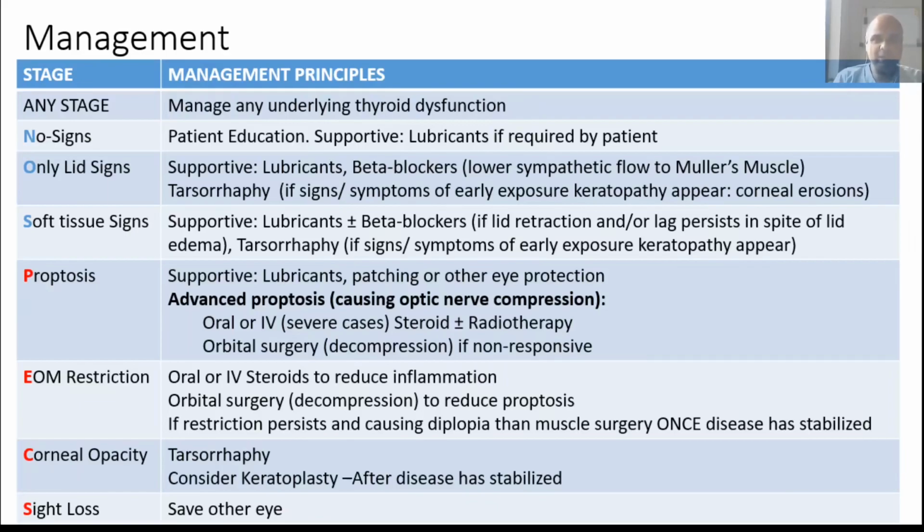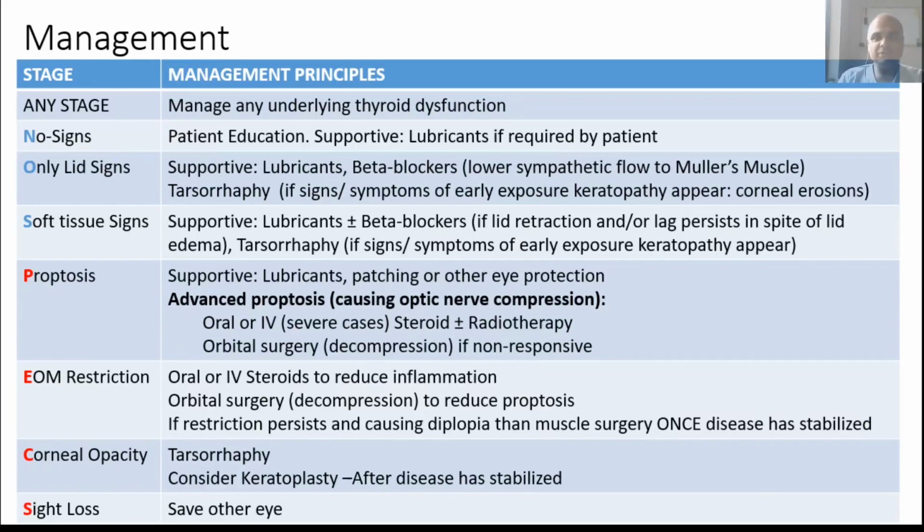But once you have optic nerve compression, we need to ensure that it's relieved. So you can give oral or IV steroids together with radiotherapy if required, or orbital surgery decompression if the previous treatment is non-responsive. It's usually oral steroids that are given first. IV can be given in the form of methylprednisolone if oral steroids are not sufficient.